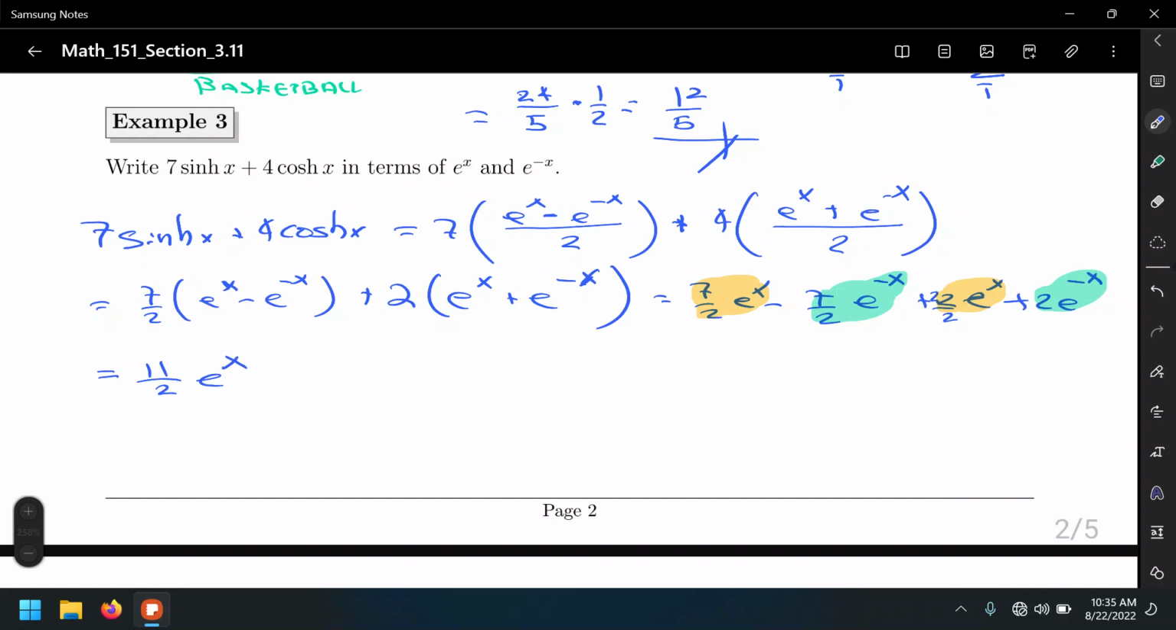Now let's combine 2 minus 7 halves. In this case, it's also 4 halves minus 7 halves. Be careful with the signs here. How many halves is that? 4 minus 7, is that negative 3? And that's our combination of these 2 functions, the sinh function and the cosh function, in terms of exponential functions.